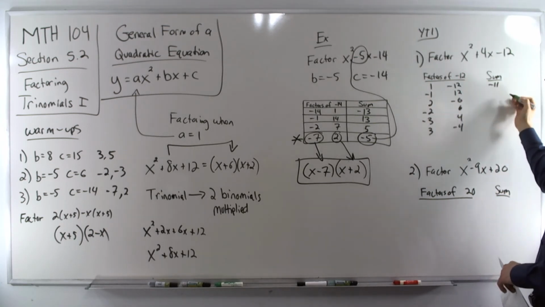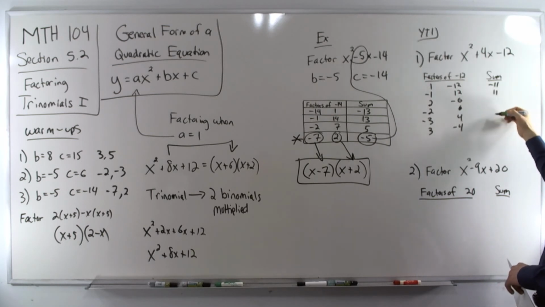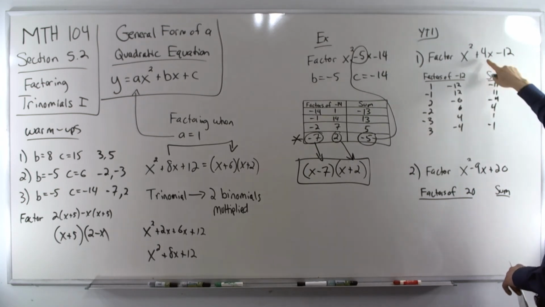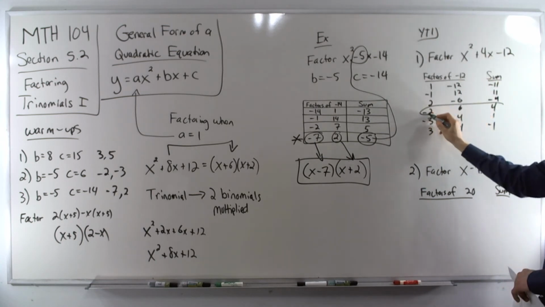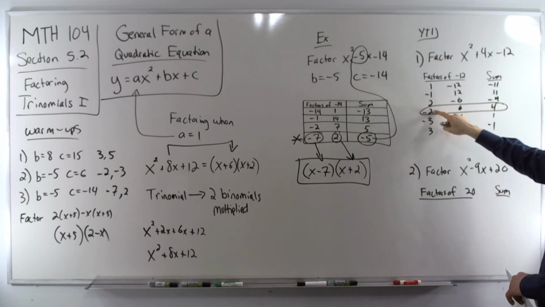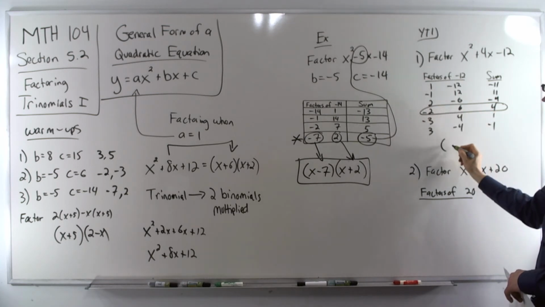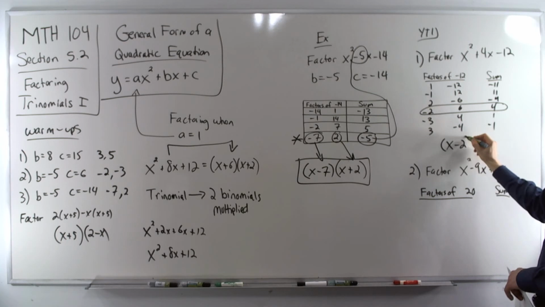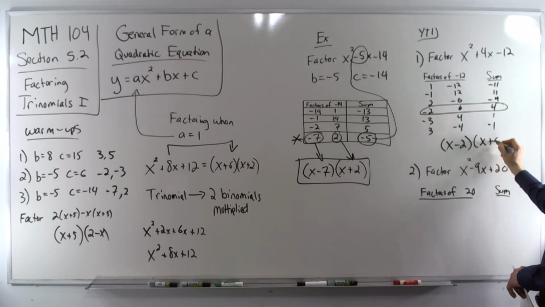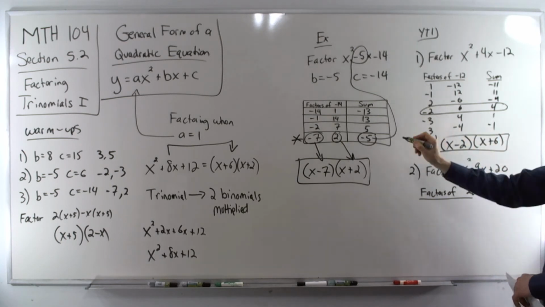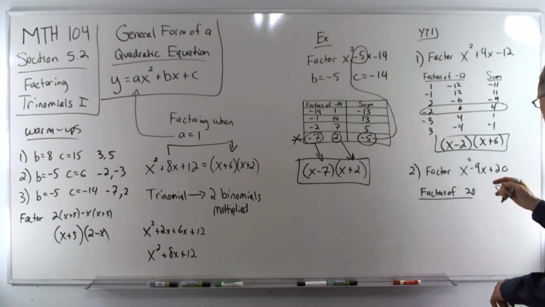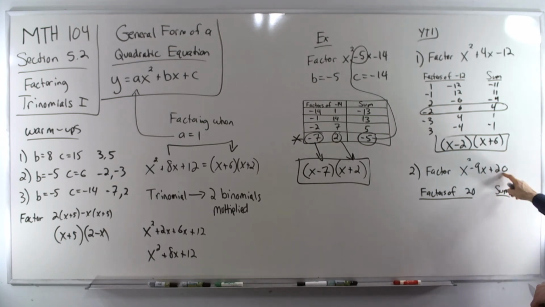Here we got negative 11. Here we got 11. Notice they're all going to be opposite pairs like this. Negative 4 and 4. And then we got 1 and negative 1. All right, the coefficient on the middle term is 4. So there's our match. That means our two numbers are negative 2 and 6. So the factored form is x minus 2 times x plus 6. And we're done.